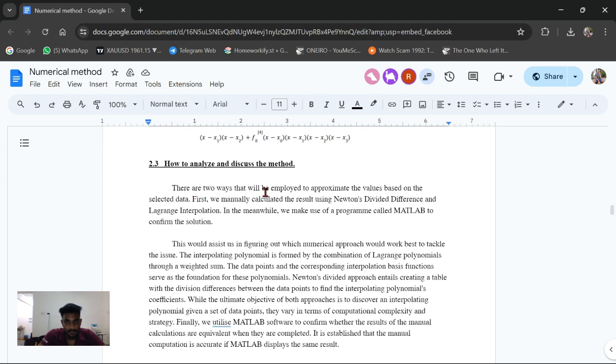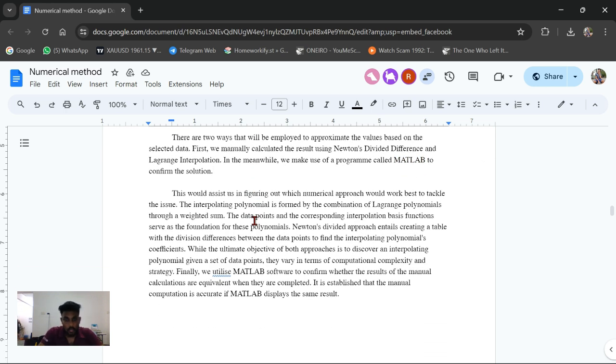There are two ways that will be employed to approximate the values based on the selected data. First, we manually calculate the result by using the Newton difference method and then the Lagrange interpolations, or vice versa. In the meanwhile, we make use of a program called MATLAB. This is computer software using coding to find out our data. Once we've done our manual calculation, we got a result, and then we put in the coding, and MATLAB will produce another outcome in a more correct way.